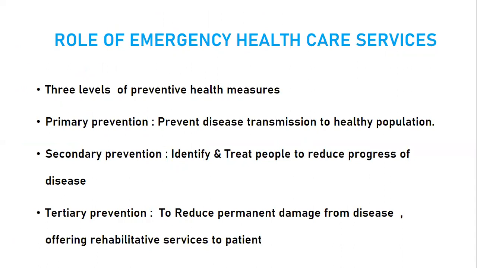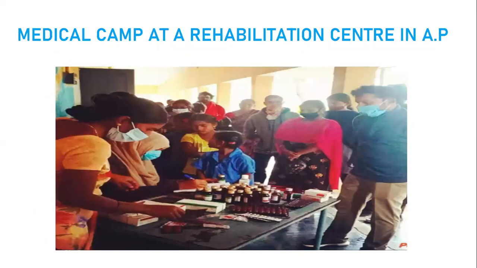Role of emergency healthcare services in disaster. There are three levels of preventive health measures. Primary prevention is to prevent disease transmission to the healthy population. Secondary prevention is to identify and treat people to reduce the progression of disease. Tertiary prevention is to reduce permanent damage from the disease, offering rehabilitative services to the patient.